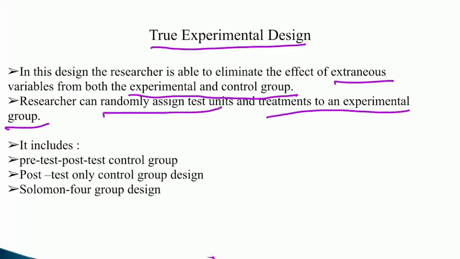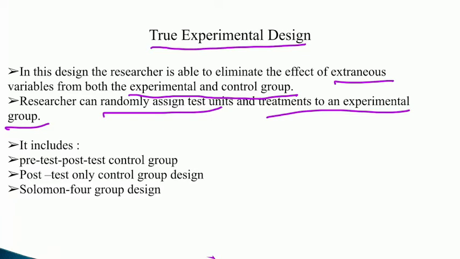Now, as I explained in my earlier video on the pre-experimental design, there the randomization was not there, and also the extraneous effect was not minimized. That's why we were not considering those experiments as true experiments. But in true experimental design, the researcher tries to eliminate the effect of extraneous variables.